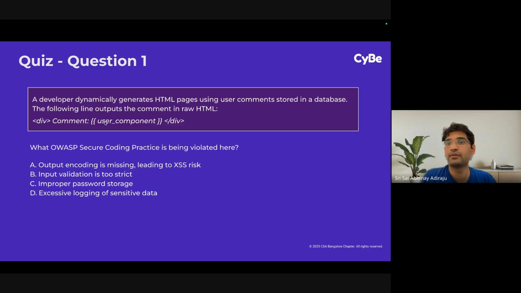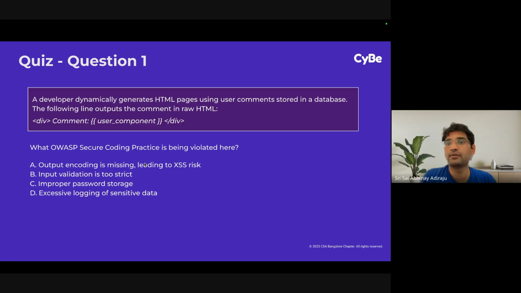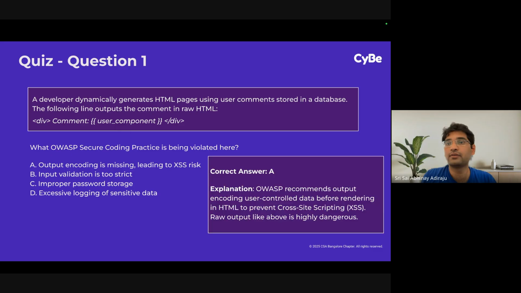Okay. So here, this particular component, user_component, is being fetched directly from the database. So A, sorry, its output encoding is missing, leading to XSS. Exactly. So when you're fetching something from the database or from any third party, even from known trusted sources, you have to do output encoding. You cannot just directly put it on the console because it can lead to cross-site scripting, a stored cross-site scripting attack.